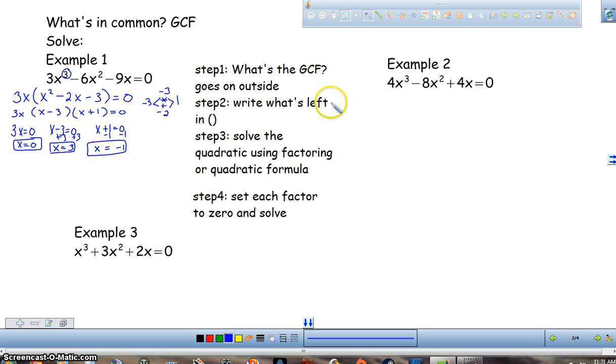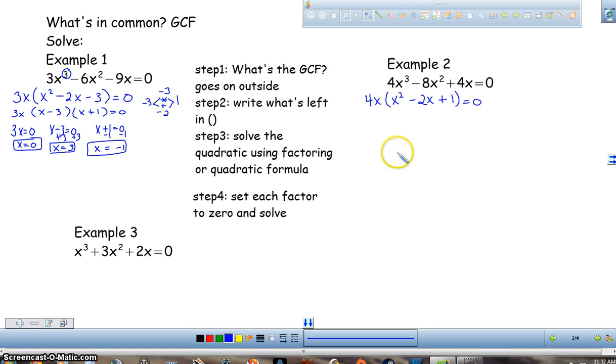Okay, example 2. Again, we're going to use step 1, GCF. If I look at all 3 terms, I could pull a 4 and an x out, greatest common factor. So 4x times what gives you 4x cubed? x squared. 4x times what gives you negative 8x squared? Negative 2x. 4x times what gives you a positive 4x? Well, I could multiply by 1 and get 4x.